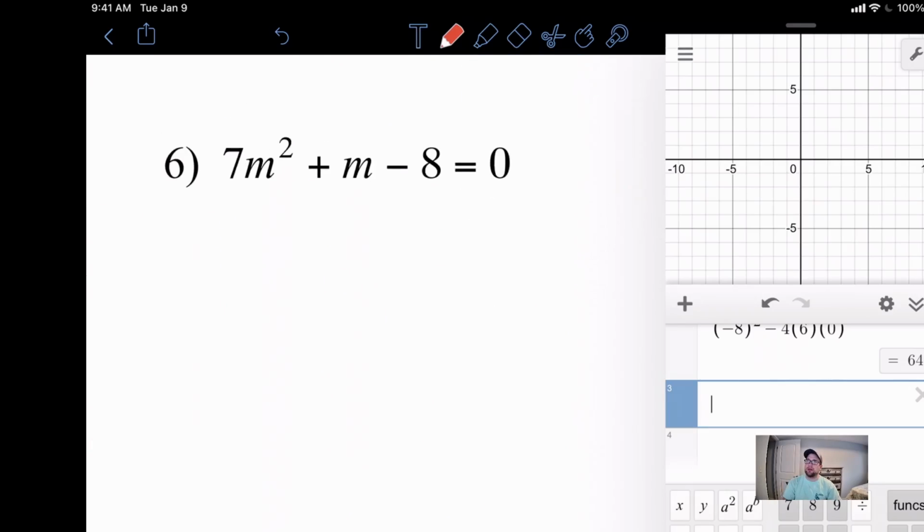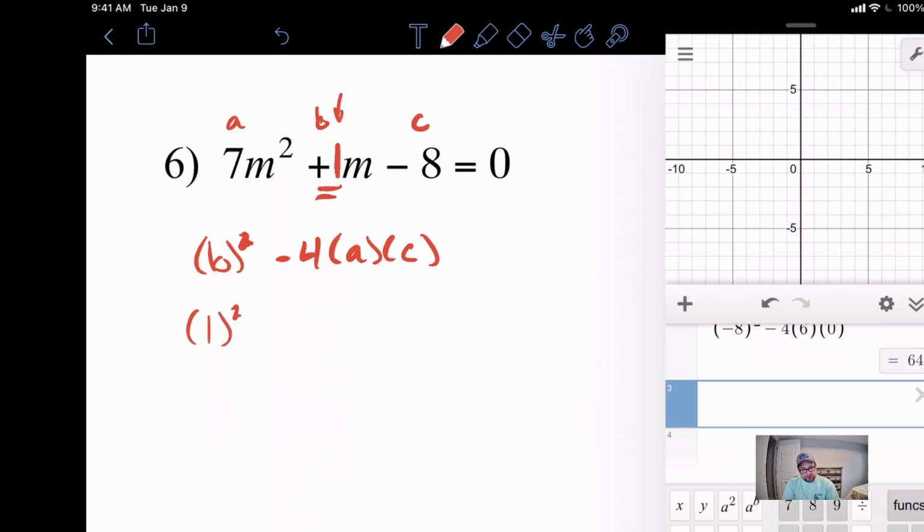So coming over to your last problem. Oh, this one doesn't have a B. So remember, you can put a 1 in there to hold the spot if you're missing just the number. So here's your A, here's your B, and here's your C. So our formula, B squared minus 4AC, that's the one we've been using all day yesterday. Our B value is, it looks like a positive 1. So I'm going to have 1 squared minus 4 times our A value, which was 7, times our C value, which is negative 8. That's right, the negative goes with it.